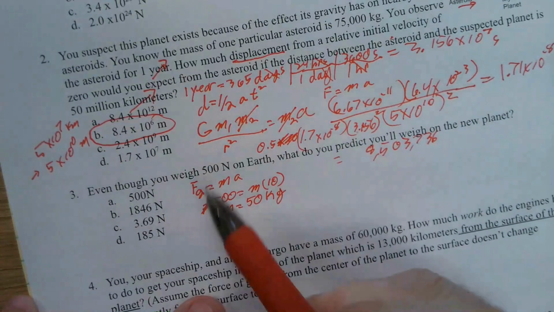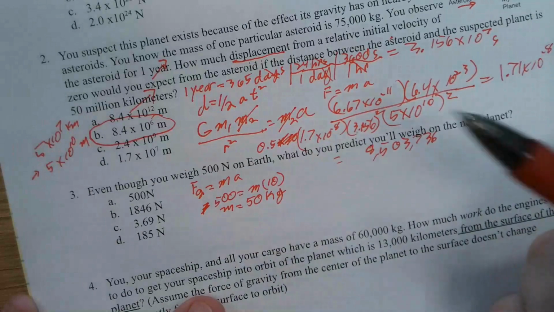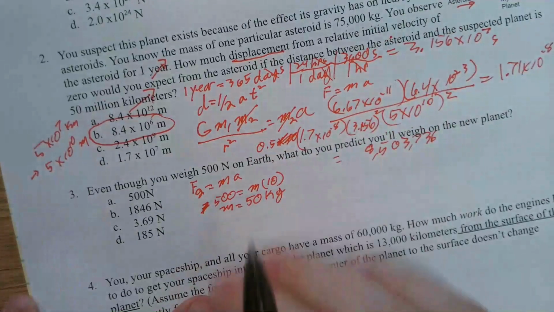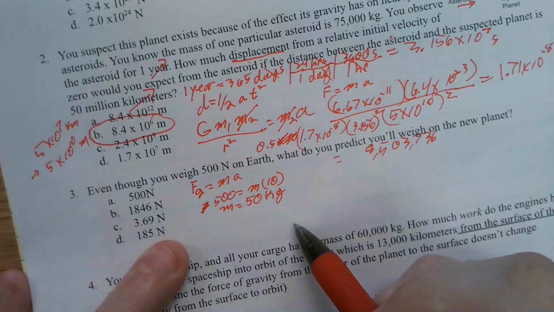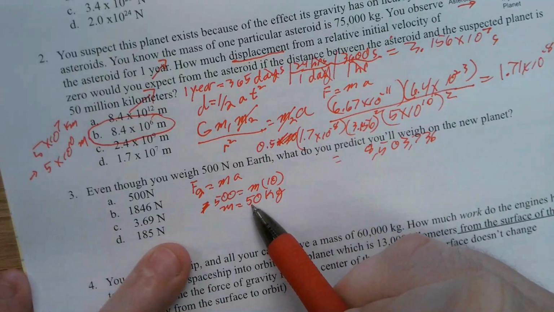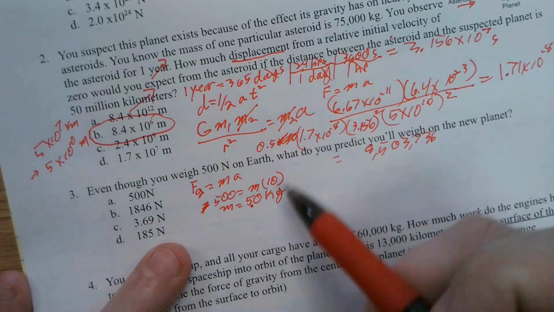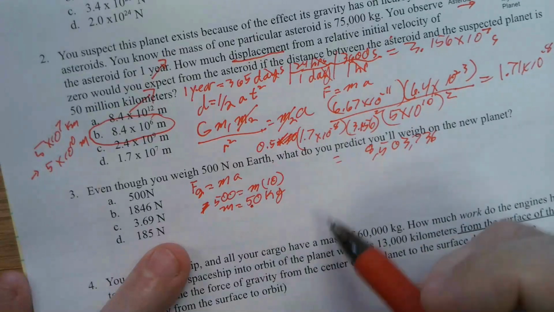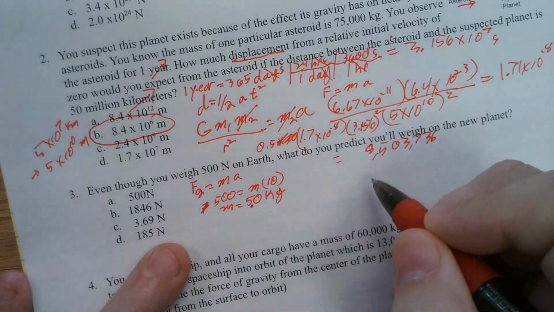Right. Remember that your weight is just the force of gravity. If you wanted to, you could have calculated this using our gravitational equation, but this works just fine. Okay, so the mass is this. Now we need to figure out what the acceleration due to gravity is going to be on the new planet. All right, so let's go ahead and sort that out.